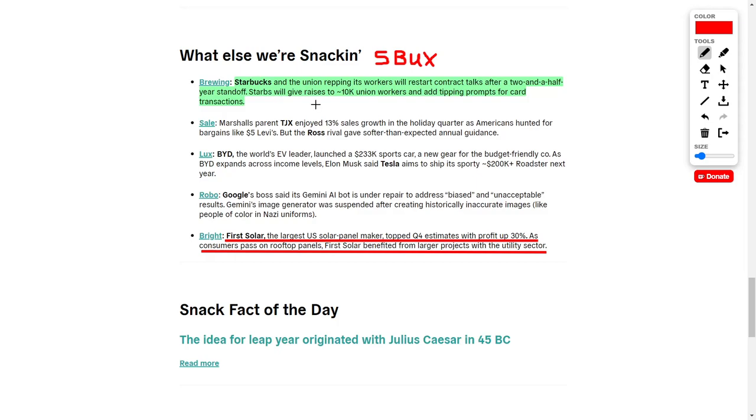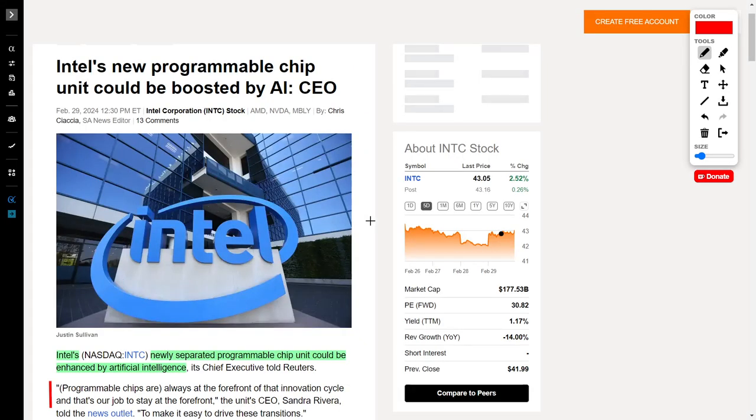Next up, I wanna reiterate our story on First Solar, which we talked about yesterday. And if you didn't know, First Solar is the largest US panel maker in the United States. Recently, they topped quarter four estimates with their profit increasing by 30%. Therefore, I do think investors should check out ticker symbol FSLR and tell me your thoughts about this company down below. Now let's do some deeper dives into AI stocks, starting off with Intel.